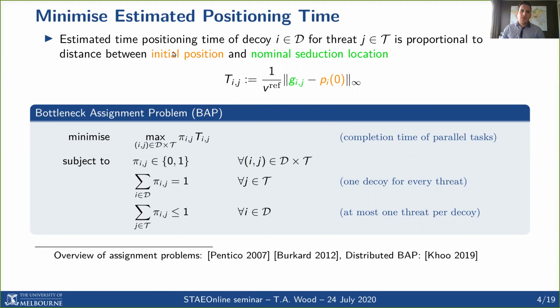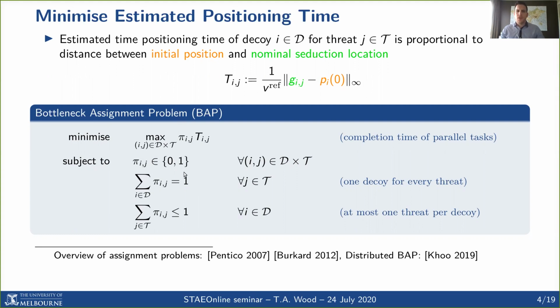So to minimize the overall time, as all these decoys travel at the same time in parallel, we formulate the so-called bottleneck assignment problem, where the objective is to minimize the maximum of all the assigned costs. So this is an optimization problem over binary variables, here pi, where an agent can either be assigned to a task or not.